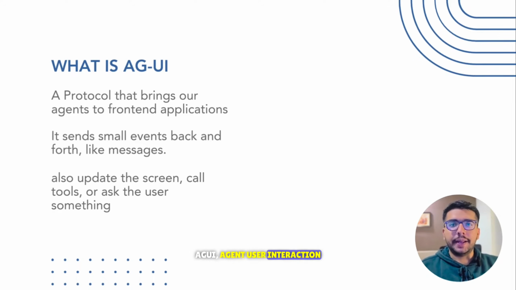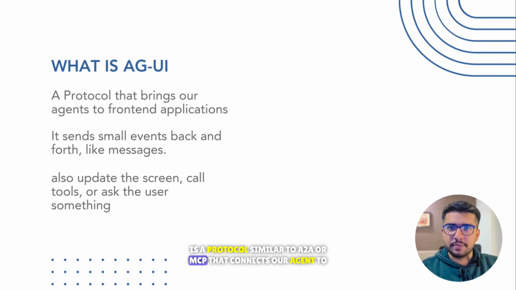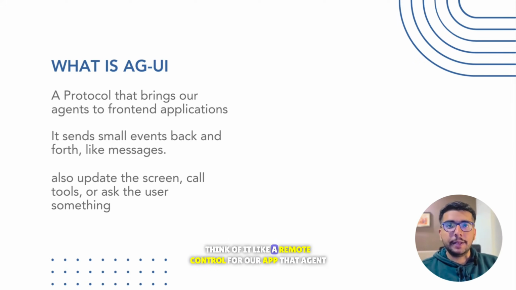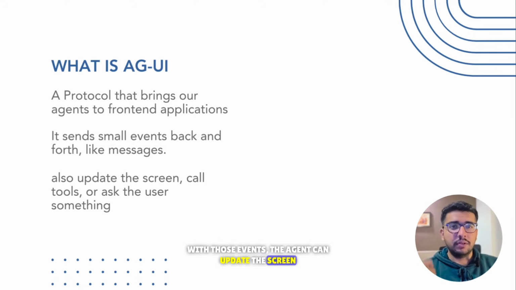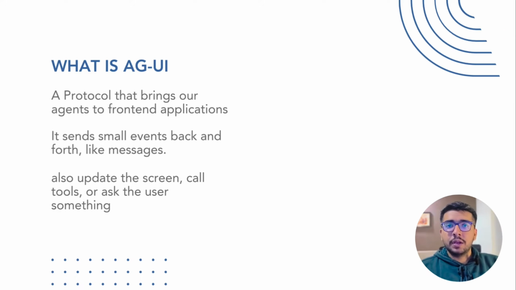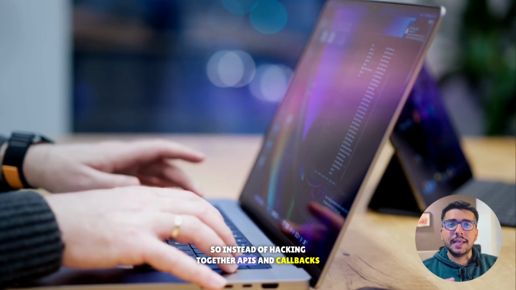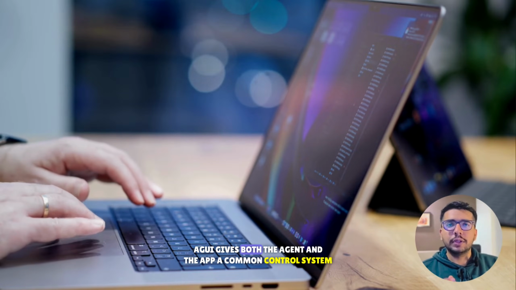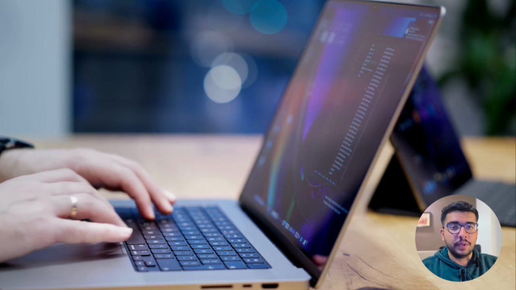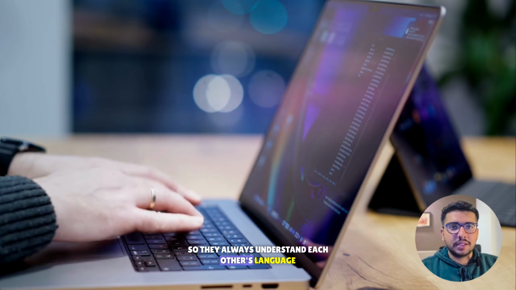AGUI, Agent User Interaction, is a protocol similar to A2A or MCP that connects our agent to real front-end applications. Think of it like a remote control for your app that the agent can use safely. It sends small events back and forth like tiny instructions. With those events, the agent can update the screen, change filters or views. It can call tools or ask the user for something in a human-in-the-loop kind of context. So instead of hacking together APIs and callbacks, AGUI gives both the agent and the app a common control system so they always understand each other's language.